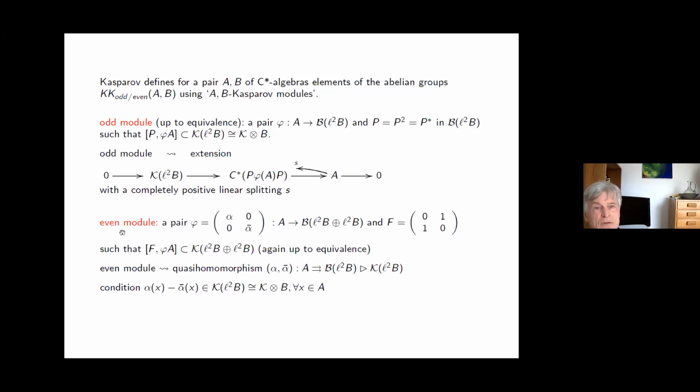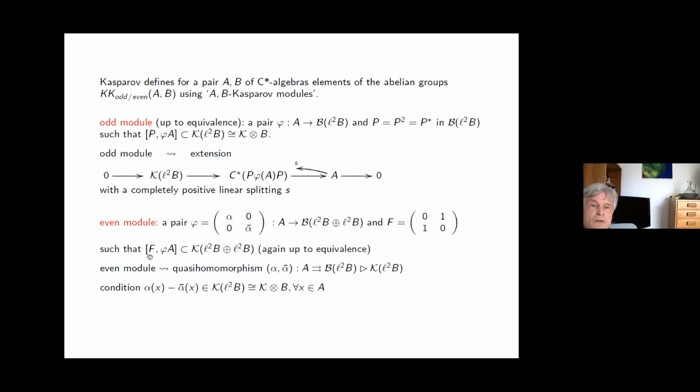Now let's have a look at an even module. An even module is again a pair of a homomorphism and a self-adjoint operator, but this time we take a mod 2 graded Hilbert space, namely the direct sum of L2b by itself, and the bounded operators on this. And the homomorphism should be of degree 0, so it's a diagonal homomorphism. It consists of two homomorphisms, alpha and alpha bar, and then you have a self-adjoint operator F. And the fact is that you can always assume, up to homotopy and addition of degenerate modules, that the F is of a standard form, namely just the off-diagonal operator 0, 1, 1, 0.